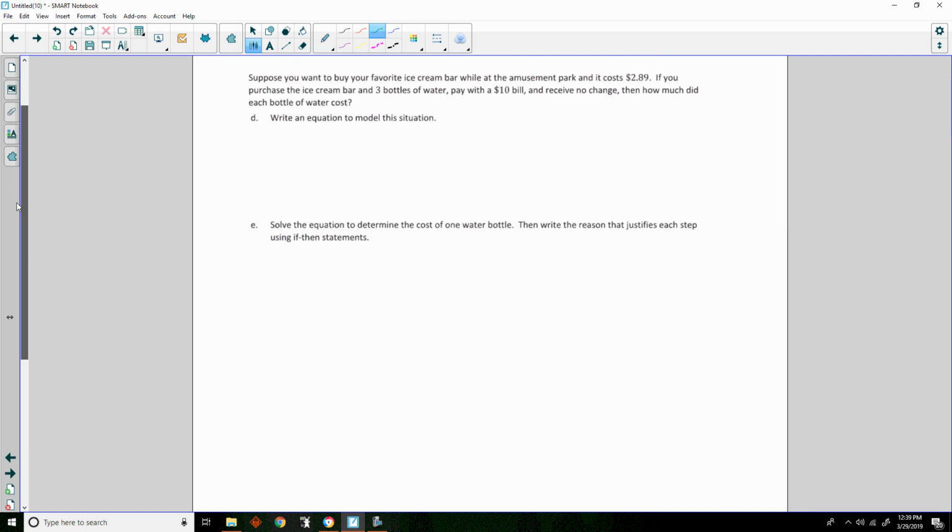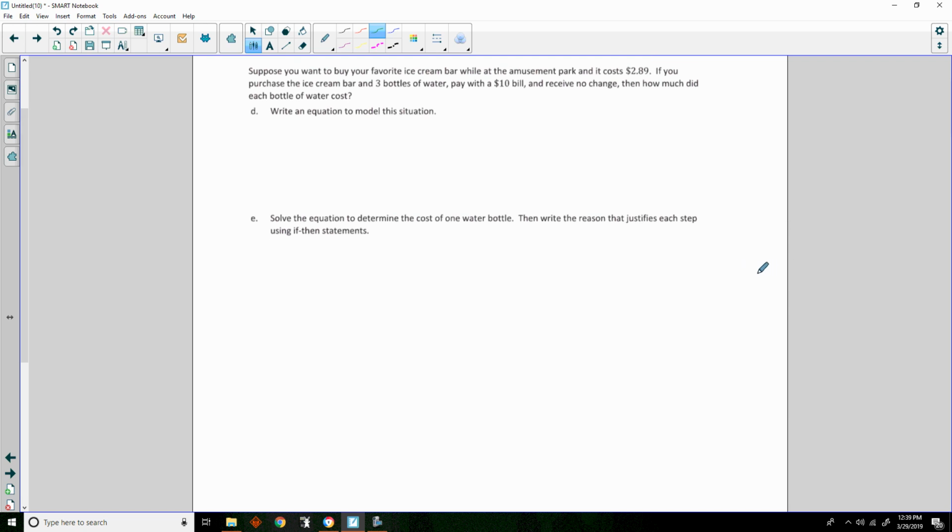All right, next one. Suppose you want to buy your favorite ice cream bar while at the amusement park and it costs $2.89. If you purchase the ice cream bar and 3 bottles of water and pay with a $10 bill and receive no change, then how much did each water bottle cost? So it's going to be the ice cream plus the water, and there are 3 waters, so let me say 3W equals $10. And I know the ice cream is $2.89. So plus 3W equals $10.